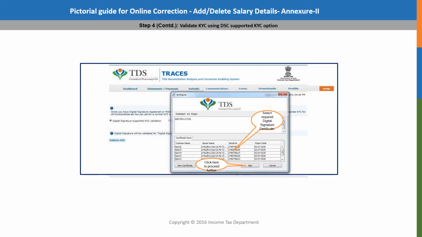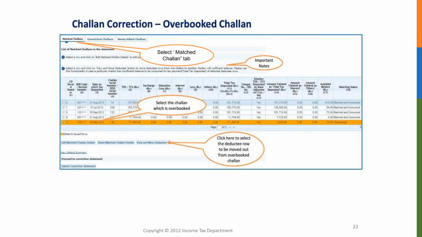Once you click on the Validate DSC button, the digital signature pop-up will be displayed. You may select your digital signature certificate and click on the button Sign. Click on the Match Challan tab on top of the screen. You will see a list of match challans.